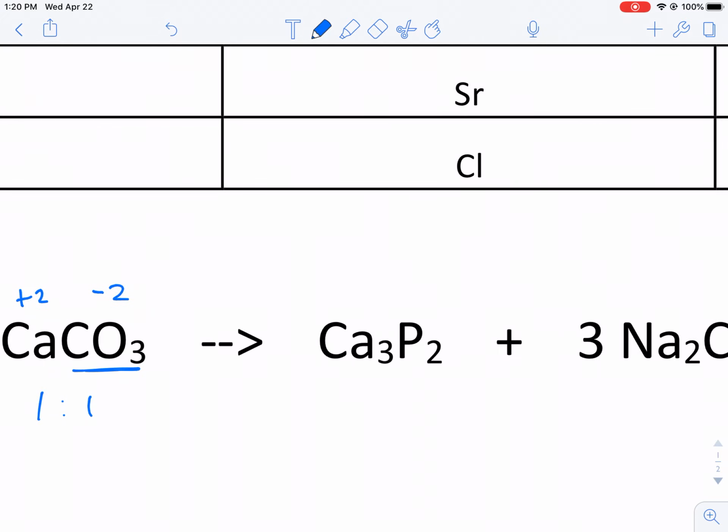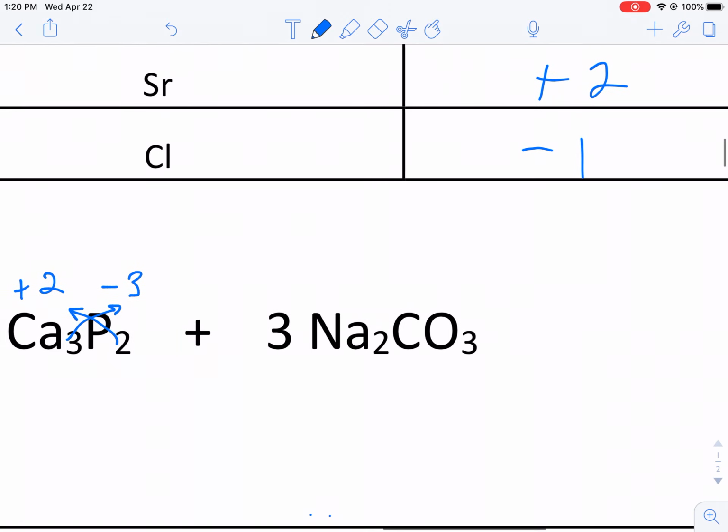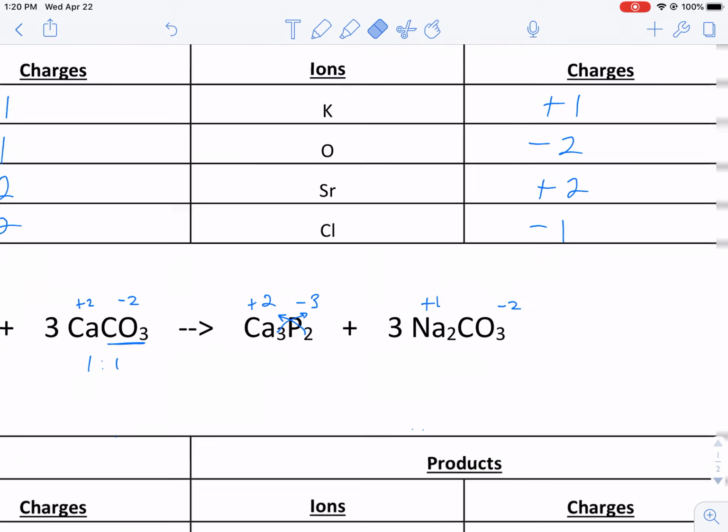If we come here, again, we can reverse swap and drop. I know that calcium is a +2, and phosphorus has to be a -3. Go to this one. Again, same thing. Sodium is in group 1. It's a +1. So carbonate has to be a -2.